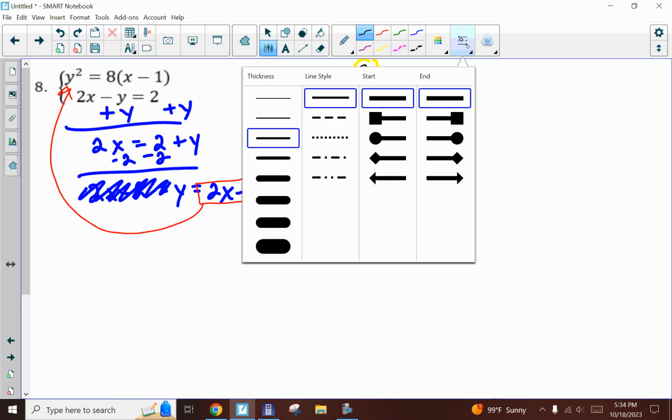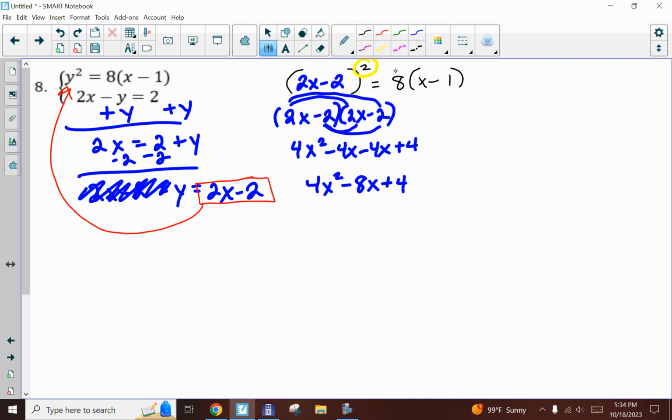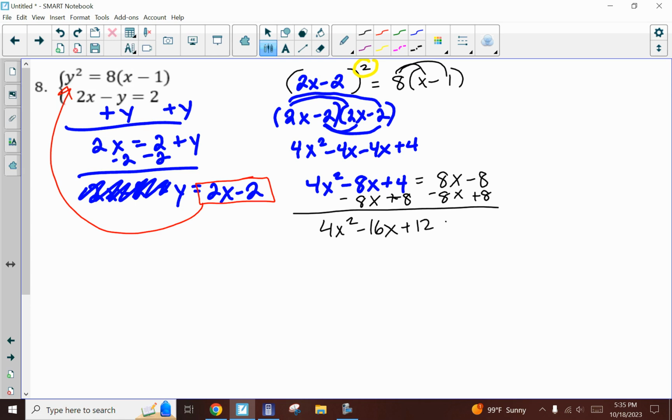Now the side on the right, it shouldn't have parentheses, so we're going to go ahead and multiply that out. So that's going to give us 8x minus 8. So now the next thing I need to do is I need to make sure that this thing is equal to 0. So I'm going to subtract 8x to get it to the other side. And I'm also going to add 8 to get that to the other side. So I'll have 4x squared minus 16x plus 12 equals 0.